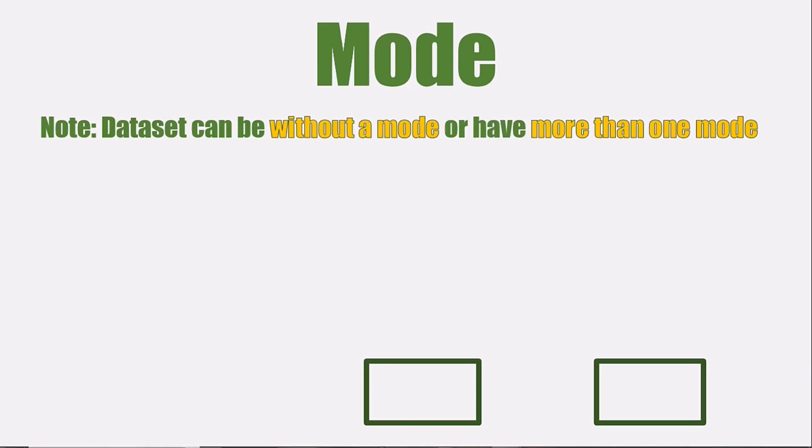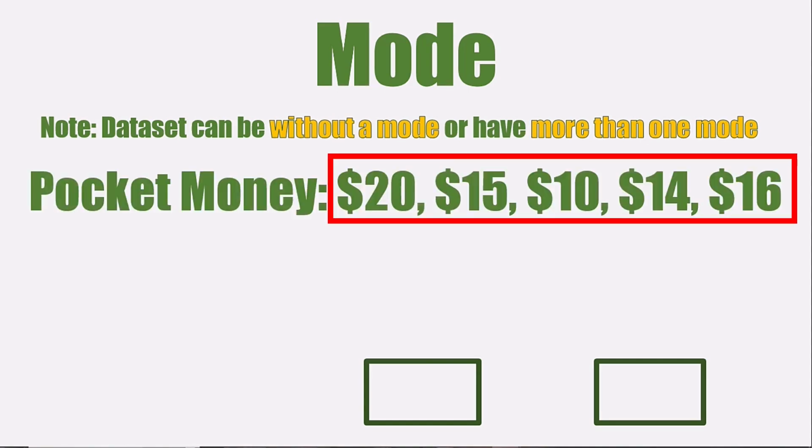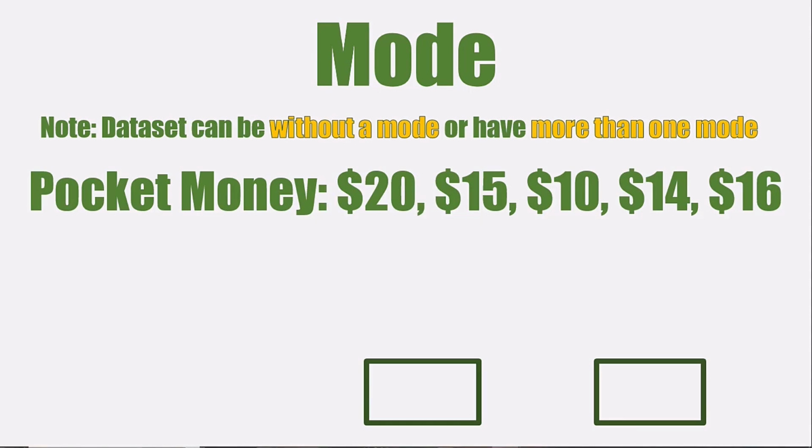Now there's something I want to bring to your attention. A data set can actually be without a mode, or it can have even more than one mode. Like for example, in our pocket money example, all the data points you're seeing there appear only once. There's none that's repeating itself. So that means that data set has no mode.